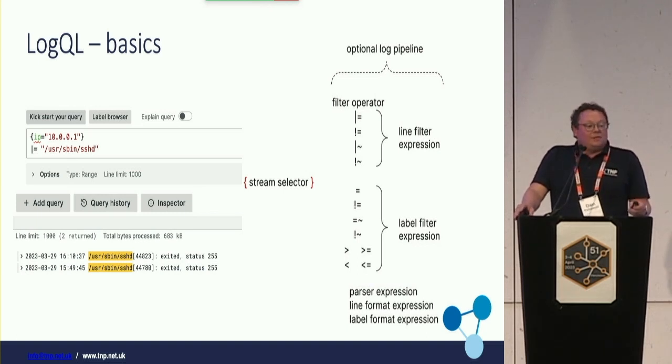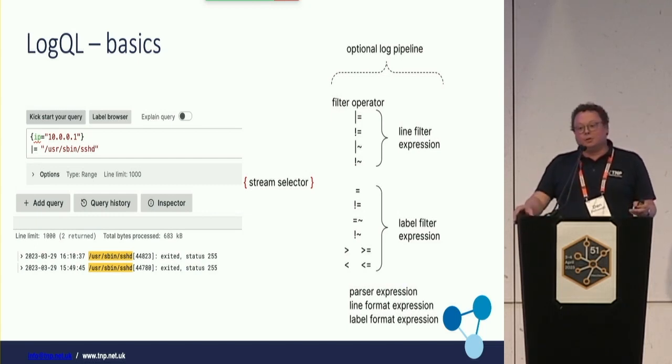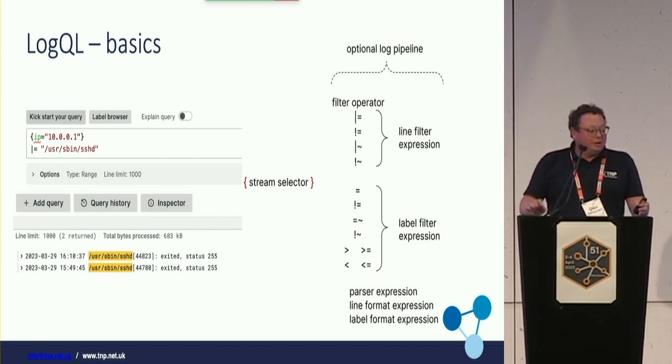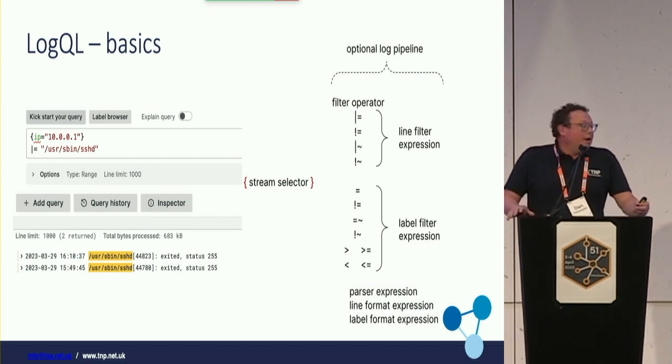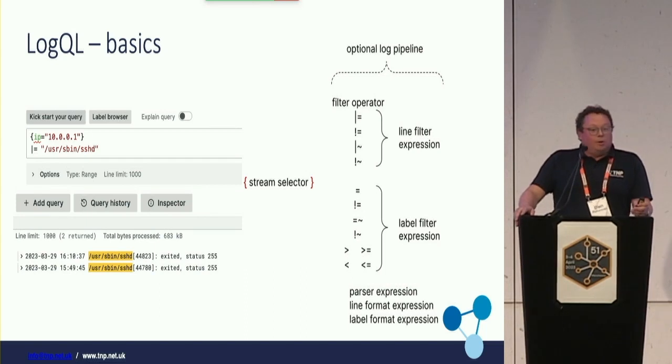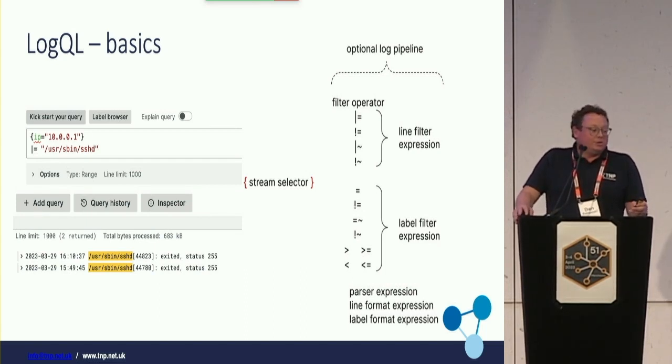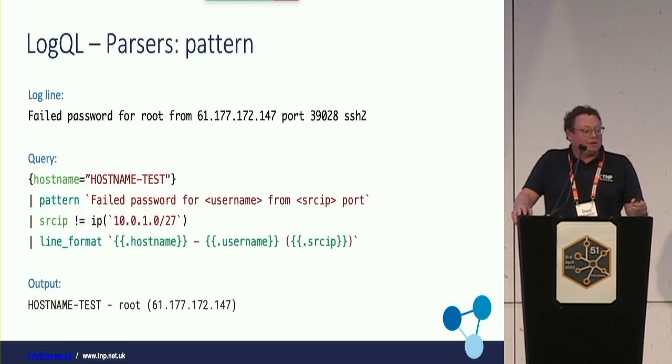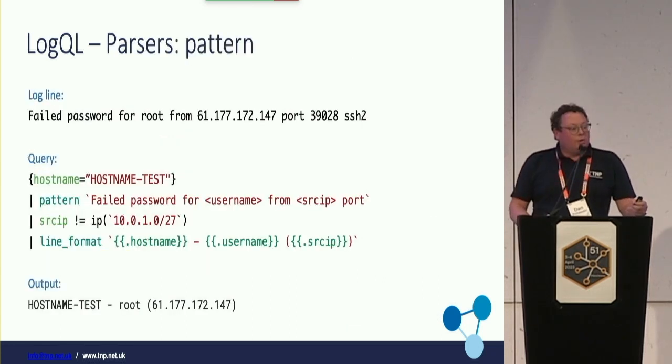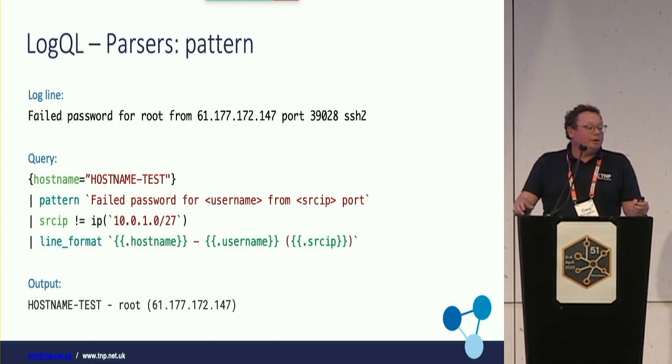And the basics of how you do a query is you select the kind of log labels that you want to have a look at. So in this case, an IP address, and then you can apply filtering on top of that. So in this example, we're searching for SSH, and we match the log lines. So that's the kind of basic example. But the real power comes from using one of the parsers.